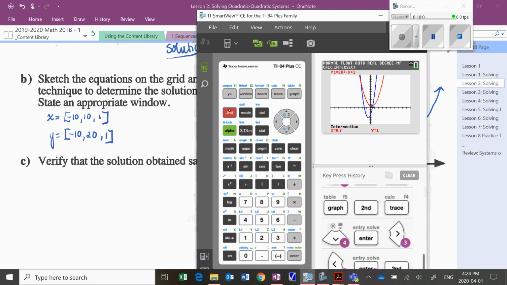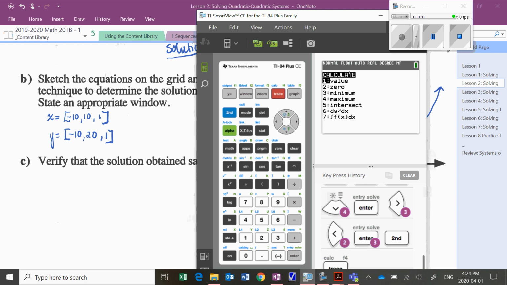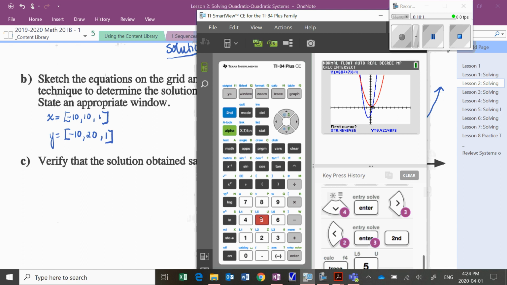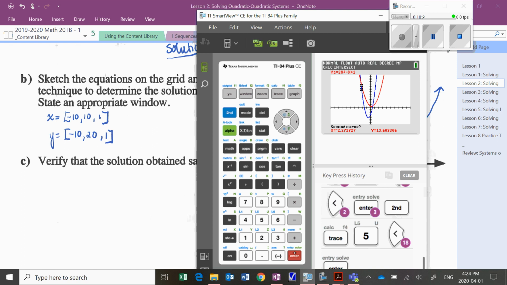So then if we want to find our second intersection point, our second solution, once again intersect, and now I need to move my cursor over so that it is definitely closer to that other intersection. I've got that there, hit enter, and you can see that it automatically adapts with the second graph. So hit enter, take a guess, of course, and there it is. X is equal to negative 2.5, also known as negative 5 halves, and y is 16.